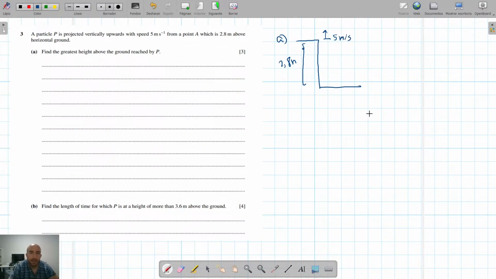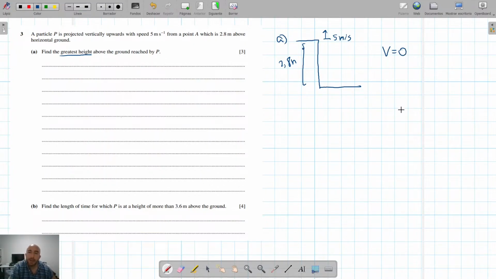Okay? So remember that the condition for something reaching its greatest height is that the speed at the top, the velocity at the top, is 0. That's why it stops. It's finished its energy. It slows down until it gets to 0, and then it starts dropping down again.